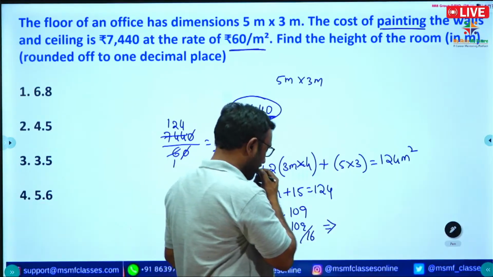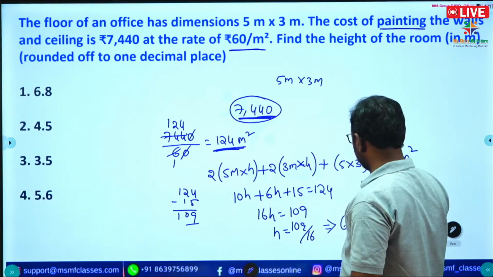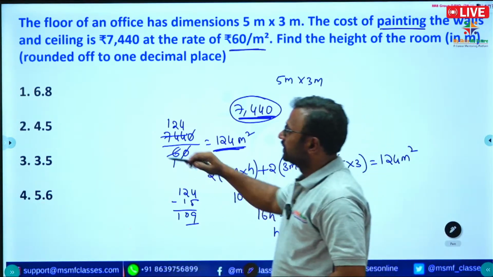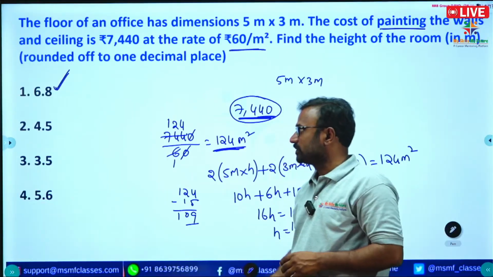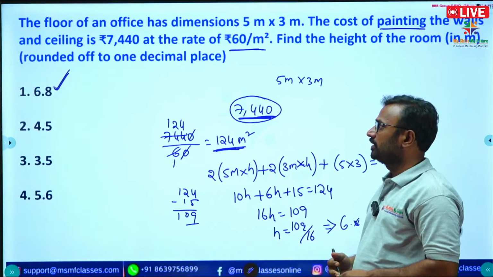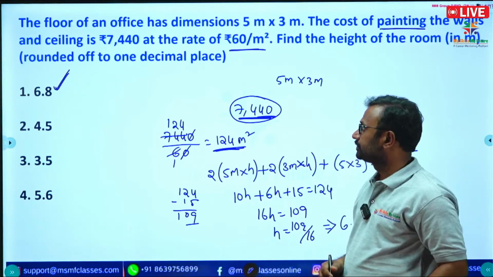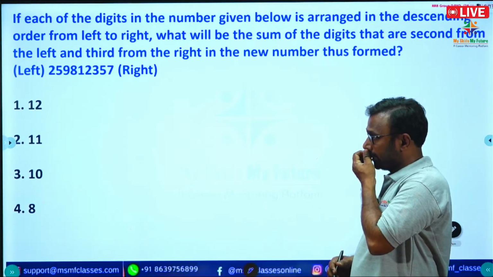So h is equal to 109 by 16. Dividing by 16 we get 6 point something. See, option 1 itself is correct, 6.8. So 109 divided by 16, we get 6.8. Okay, right. Next question. Right, see the question here.